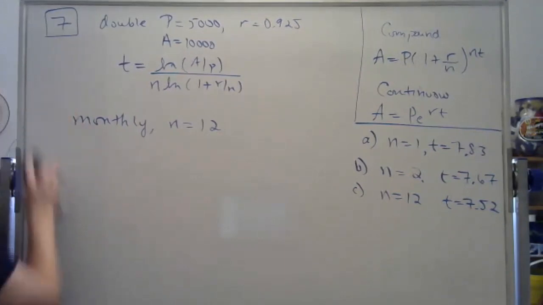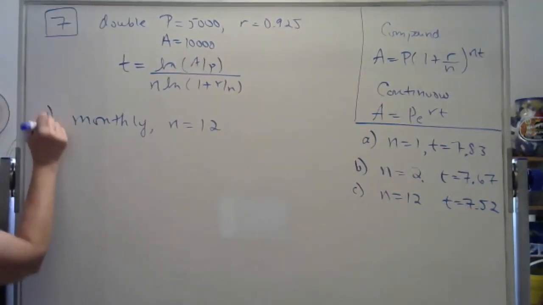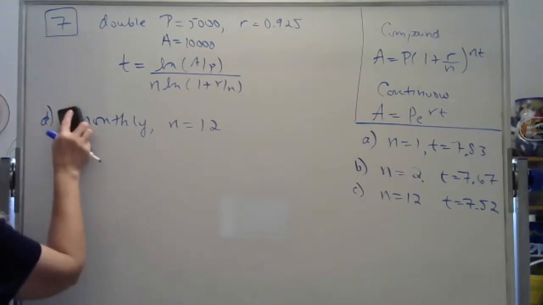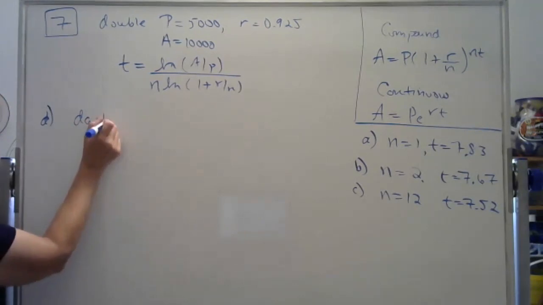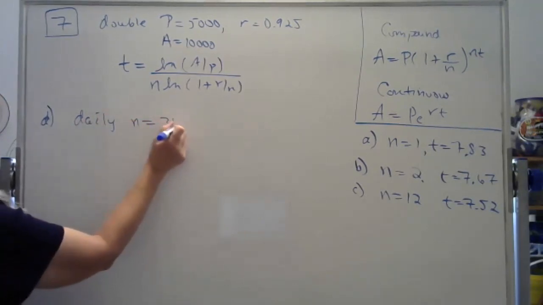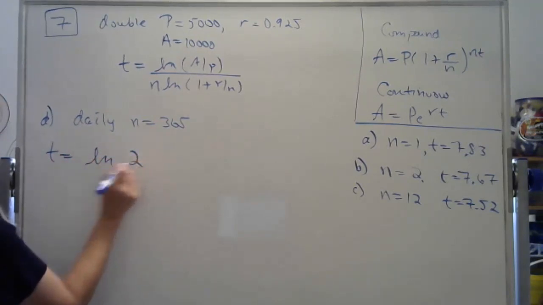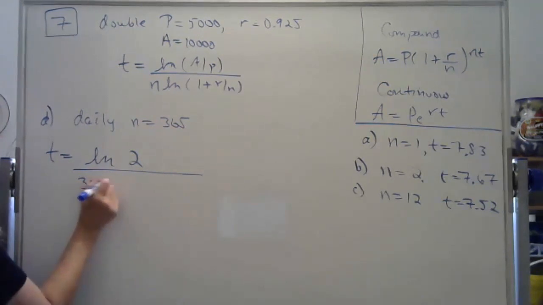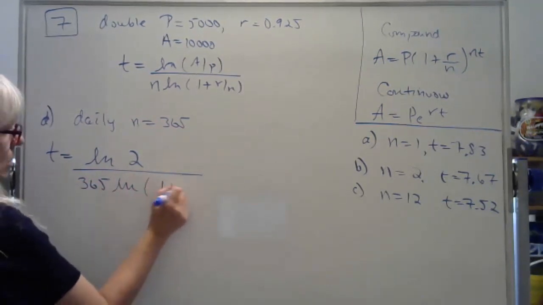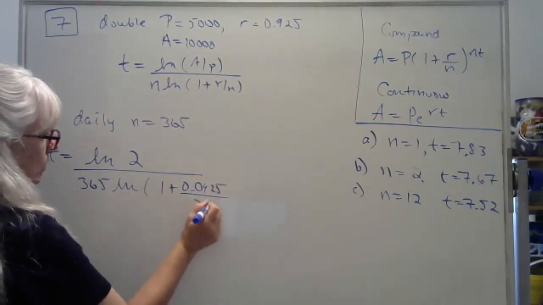says, now let's come in and do daily. So if you reinvest that money daily, what happens? And we know that daily means 365. So t is going to be equal to the natural log of 2 again, all over 365 times the natural log of 1 plus 0.0925 over 365.